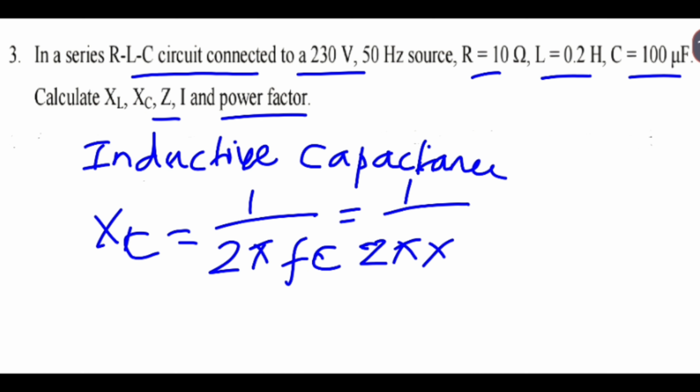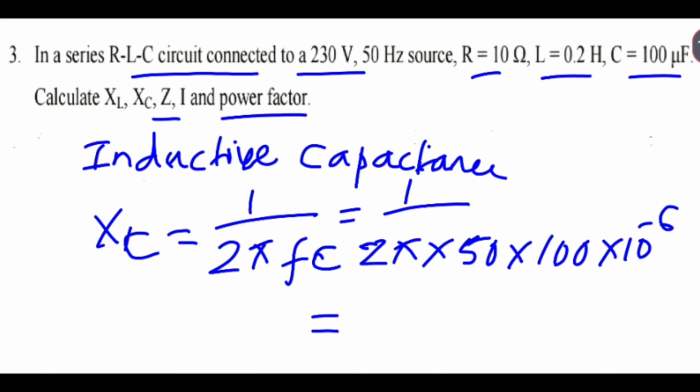F is the frequency, same as 50, into the capacitance as given, 100 micro, so 10 raised to the power minus 6. The final answer you will get is 31.8 ohm for this.